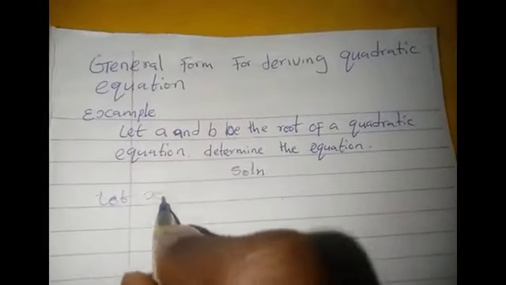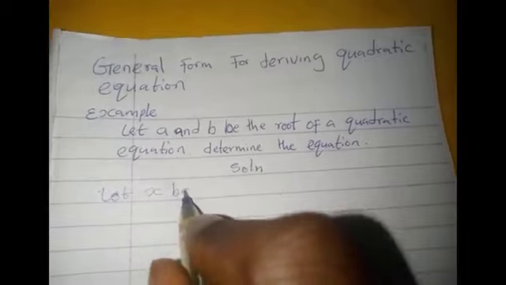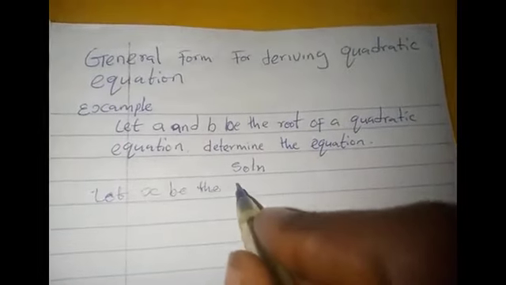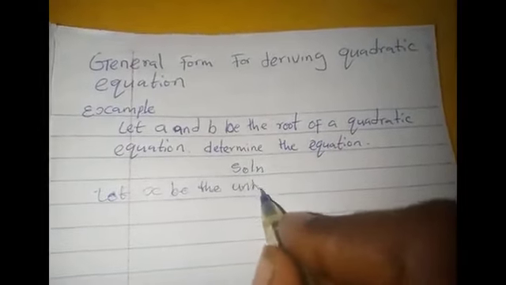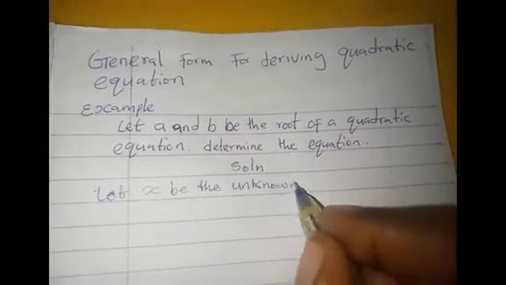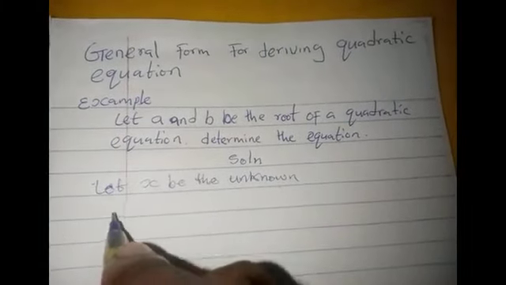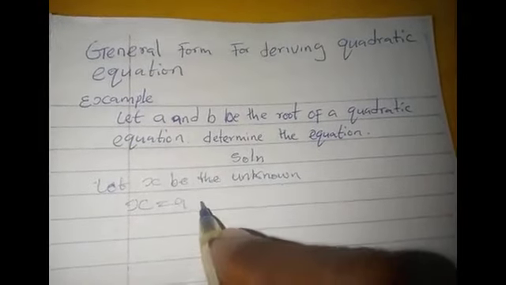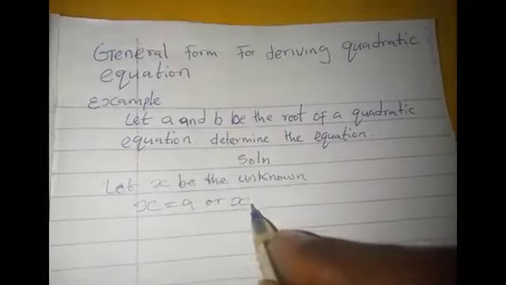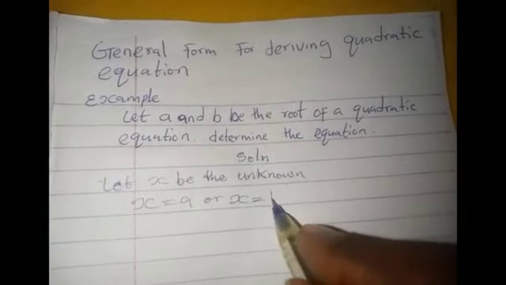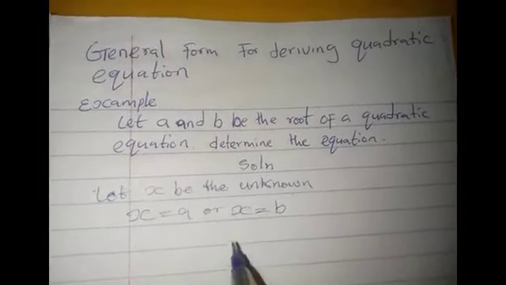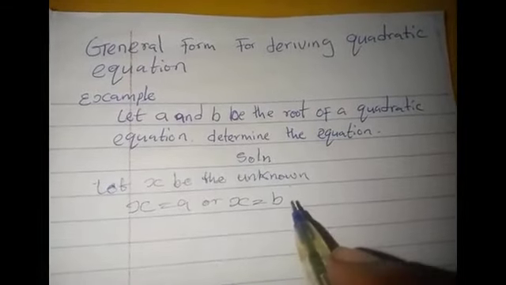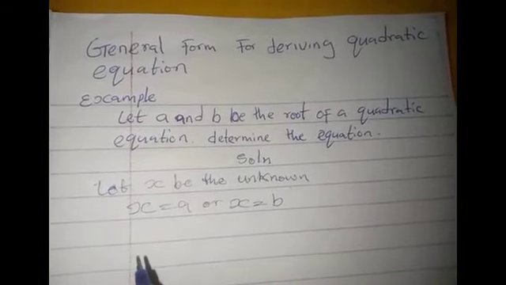let x be the unknown. So when x is the unknown, we have x is equal to a, or x is equal to b. x is equal to a or x is equal to b. So we equate this equation to 0.